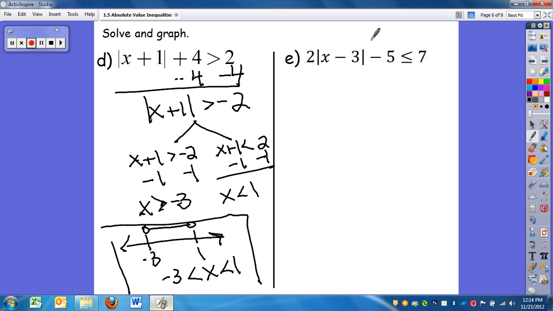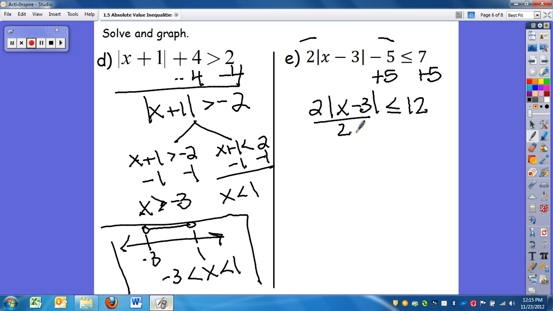So in E, we actually have two things that need to move. We have a minus 5 and a times by 2. So I'm going to add 5. So I have 2 times the absolute value of x minus 3 is less than or equal to 12. Divide by 2, since it's multiplying by 2, just doing my inverse operations. The absolute value of x minus 3 is less than or equal to 6.